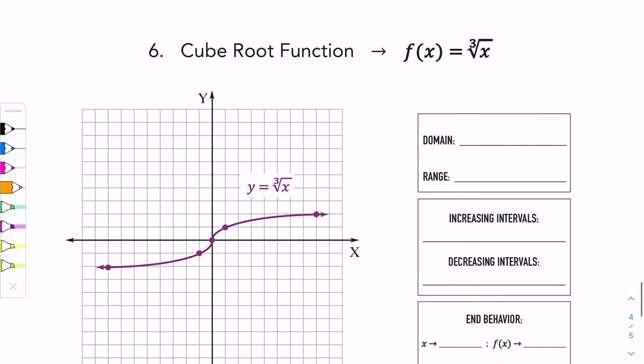Lastly, we have the cube root function, the cube root of x. The graph looks like this. There are no restrictions for the domain or the range, so we have negative to positive infinity for both. If you are walking on this graph from left to right, you're walking uphill the whole time. We only have increasing intervals, no decreasing intervals.